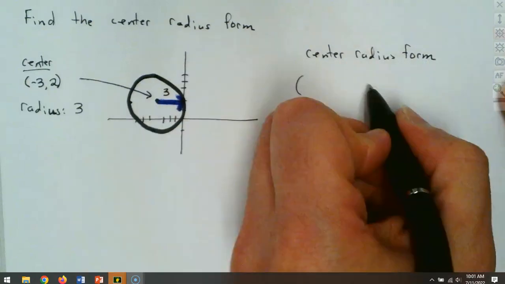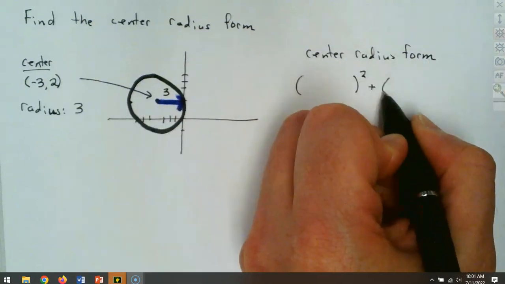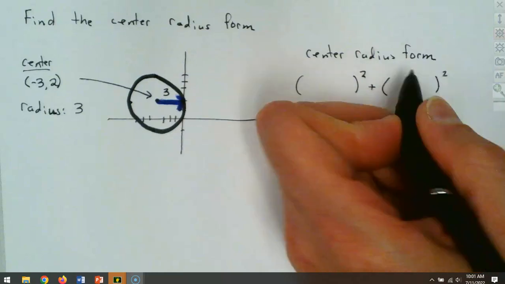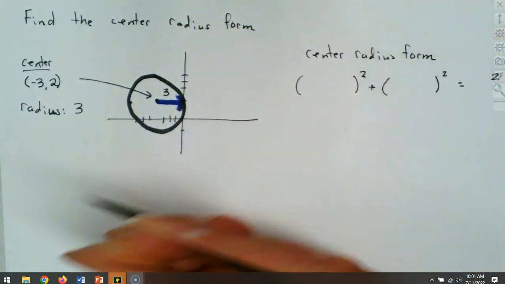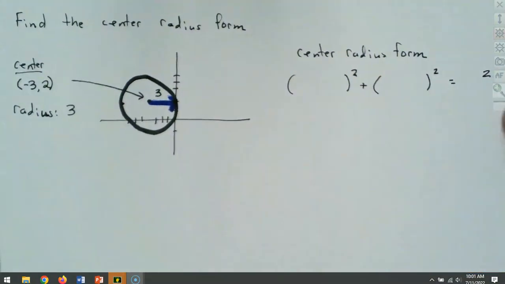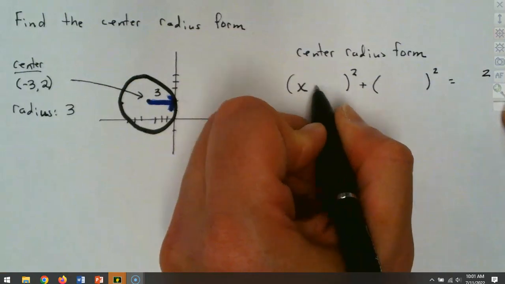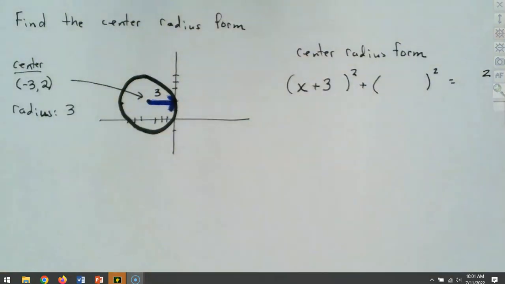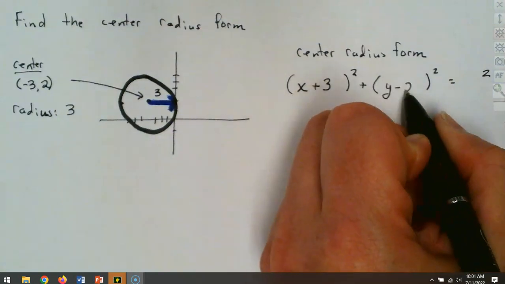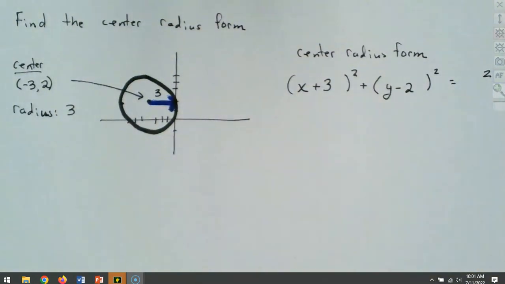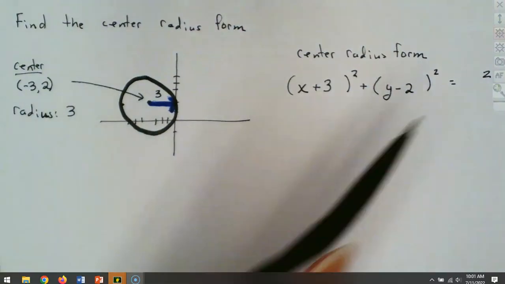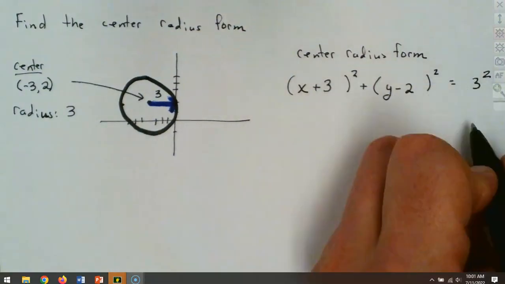Now for center radius form, remember we have to change our signs, and we square. So we take our center, which is -3, 2, and we switch that around. So that's going to be x plus 3, y minus 2, and my radius is 3, so we need to square the 3.